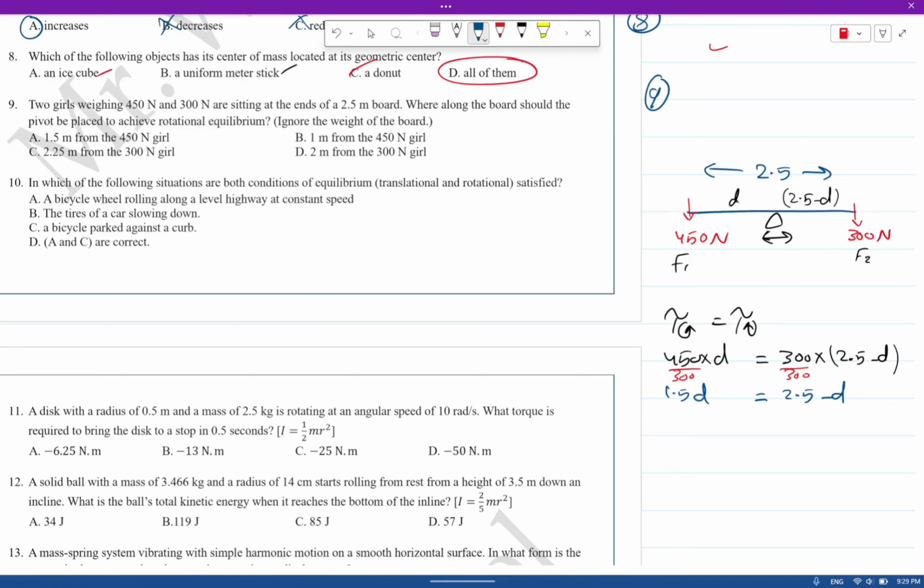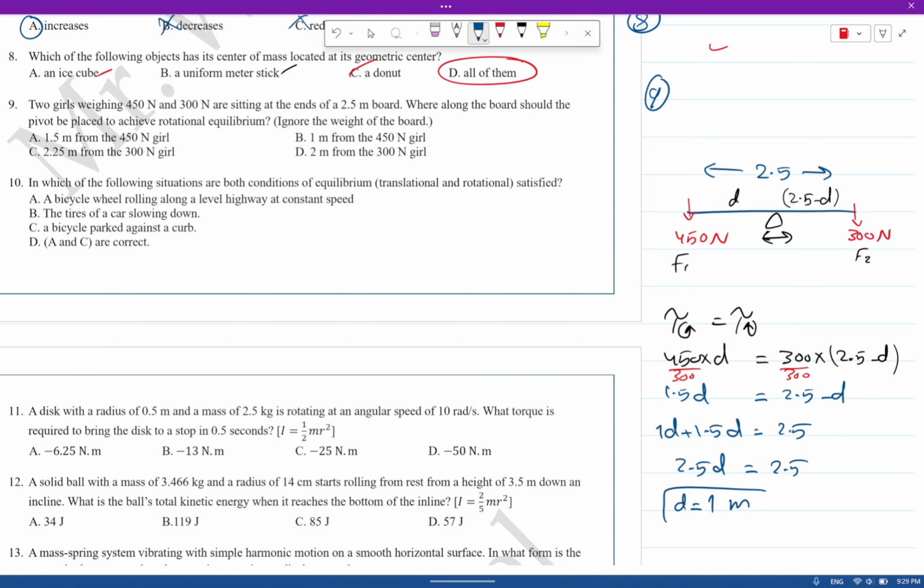So this is negative, go to the other side positive. So 1D plus 1.5D, that is 2.5. You agree, of course. 1 and 1.5, that is 2.5. D equal to 2.5. Divide the side by 2.5. So D equals 1 meter.